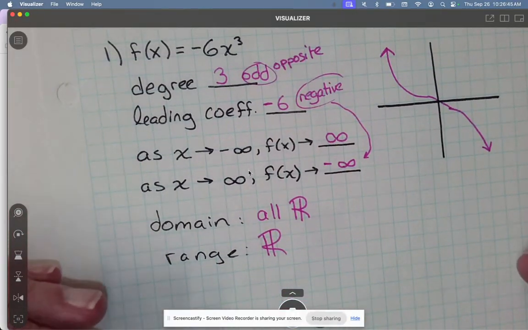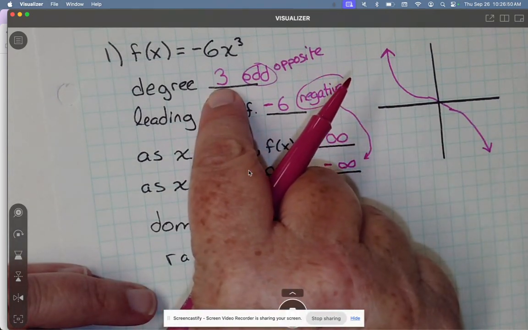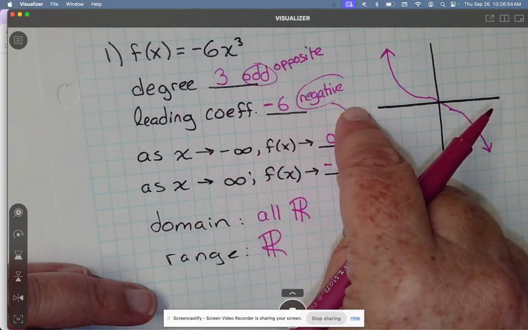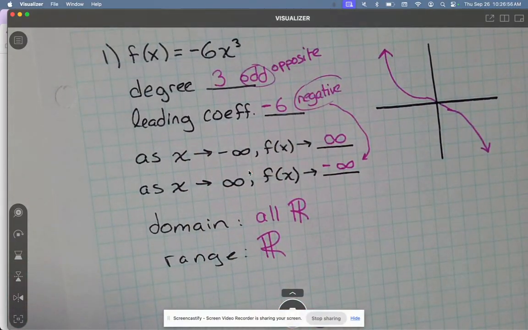Okay, and all of this is exactly the same information that was on page 5 that matches up with an equation that has an odd degree and a negative leading coefficient. Okay, and then you just do that for numbers 2, 3, 4, and 5.